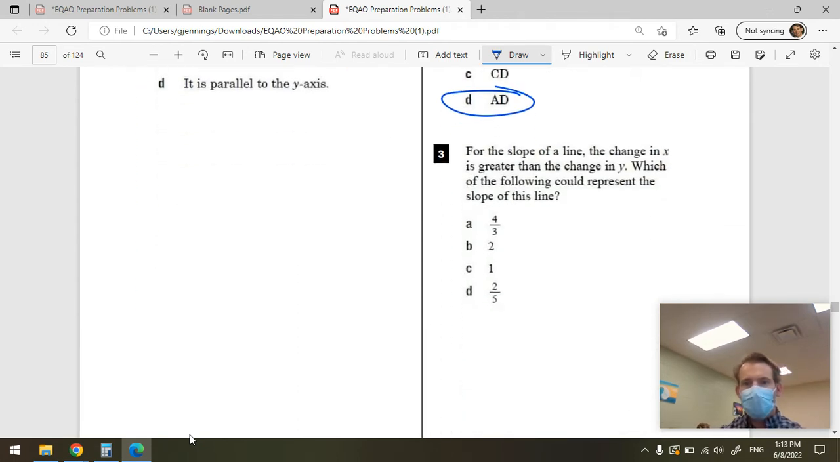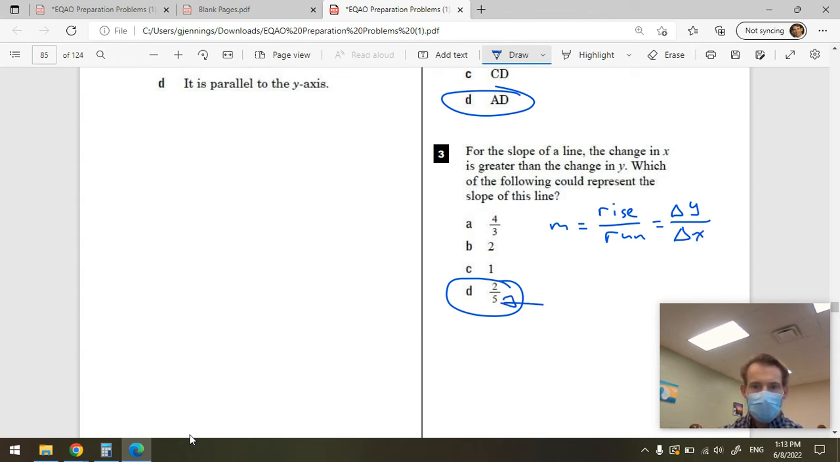For the slope of a line, the change in x is greater than the change in y. Which of the following could represent the slope of that line? Well, this one here. Because slope, m, is rise over run. And in this case, rise is change. We use this triangle to denote change. Change in y over change in x. Here, the change in x is bigger than the change in y, so that's why we know it's d.